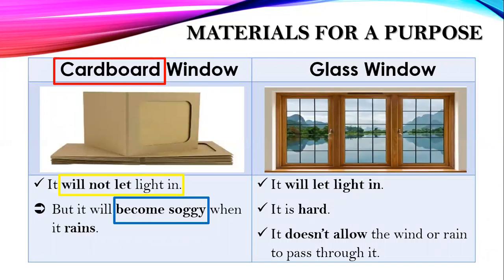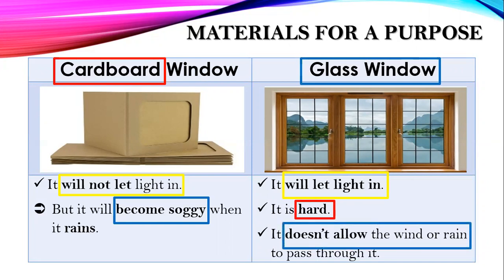Now let's have a look on the glass window. It's transparent and will allow the sunlight to pass in. Also, it's hard and waterproof. So if it rains outside, it will not allow the wind or rain to pass in. Therefore, we can conclude that glass is a suitable material for making windows.